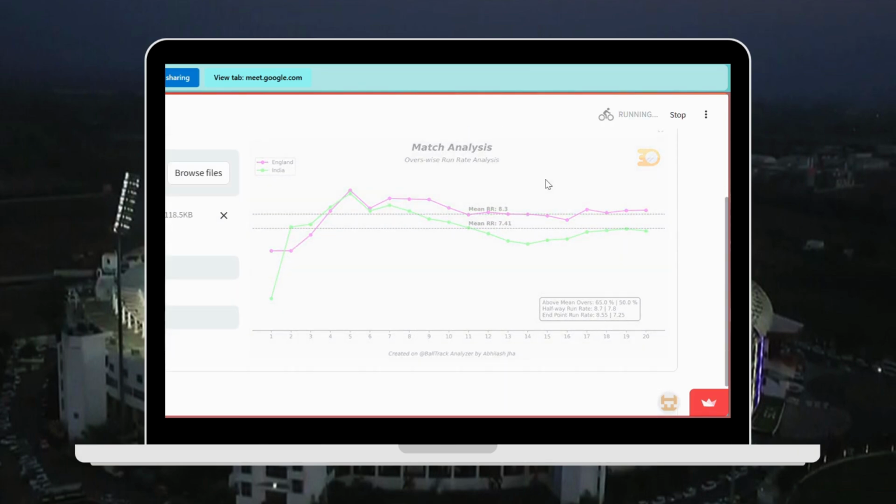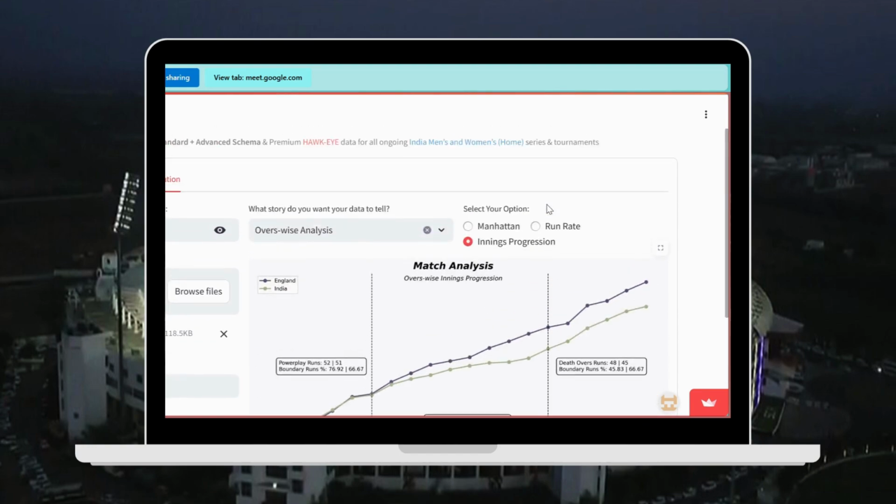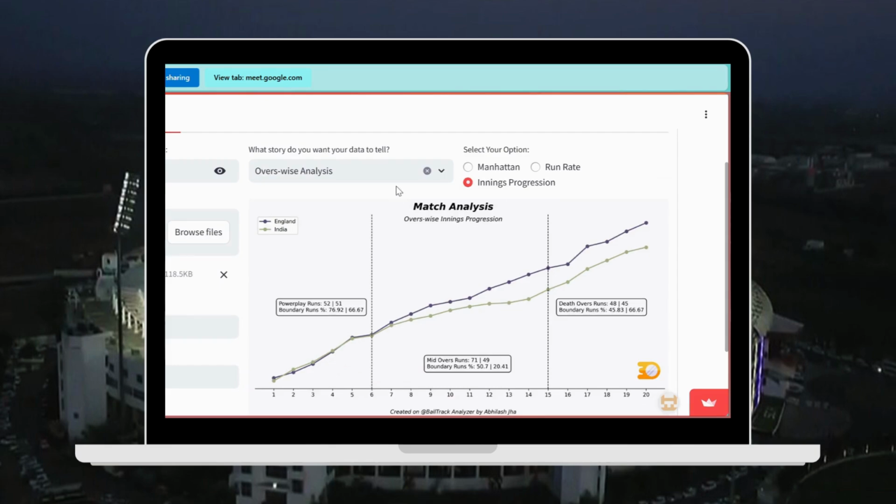When we move on to the innings progression, England were not off to a great start, but Ben Duckett ensured that they keep the scoreboard ticking, and they finished off pretty well on 171. Although it looked a below par total, India couldn't chase it down. As you can see, after a good start, the Indian graph kept going lower and lower, and it plunged in the end. So India was left 26 runs short, and they lost the match.